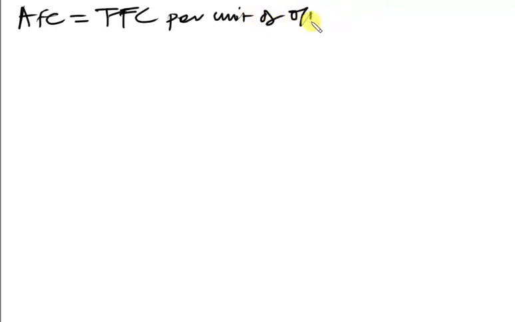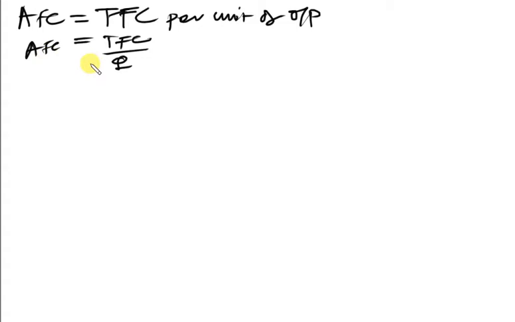Going to look at the average variable cost today. In the previous video I was looking at the average fixed cost. I told you the average fixed cost is the total fixed cost per unit of output, and I said it is also given by the formula total fixed cost over the output or over quantity.